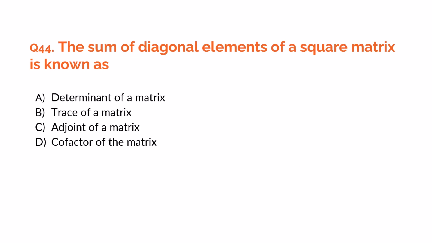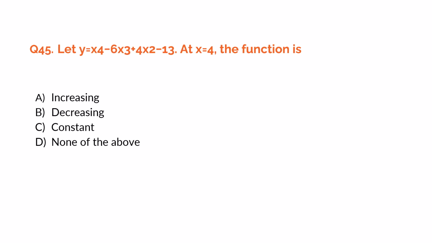Question 44. The sum of diagonal elements of a square matrix. If we have a square matrix, the sum of its diagonal elements is known as the trace of the matrix. Option B. Moving on to the next question, we have to check whether the function is increasing, decreasing or constant at x equals 4.